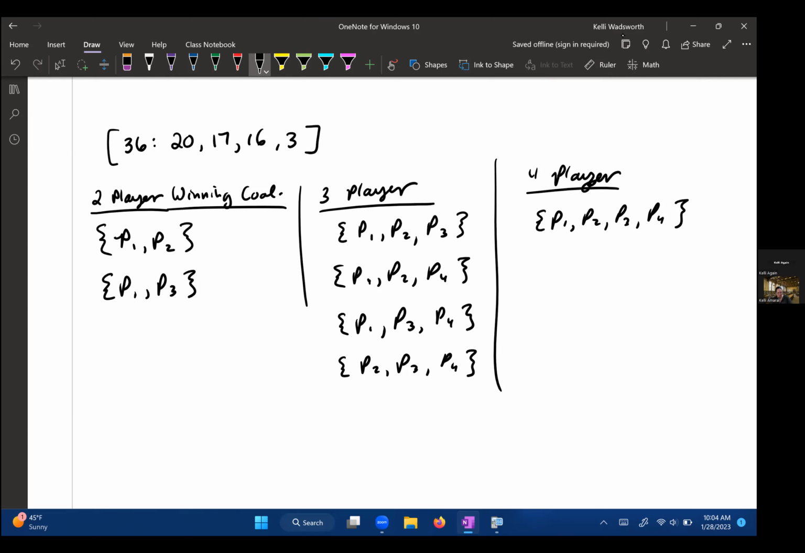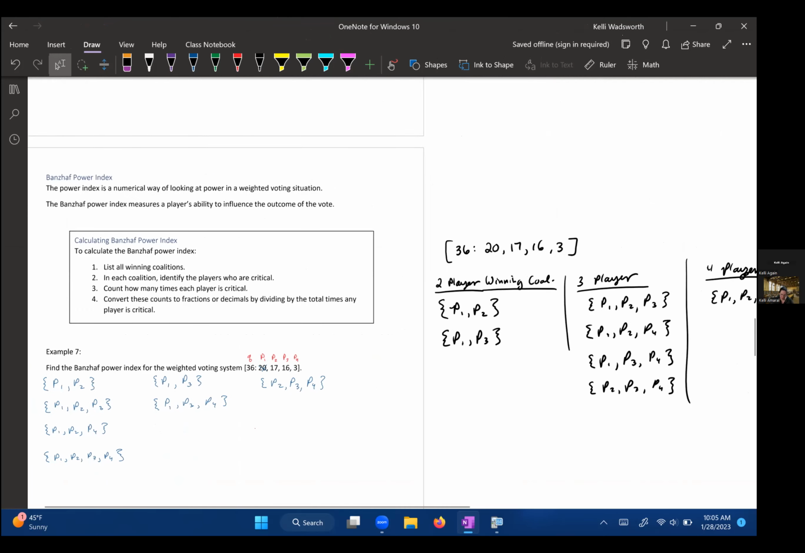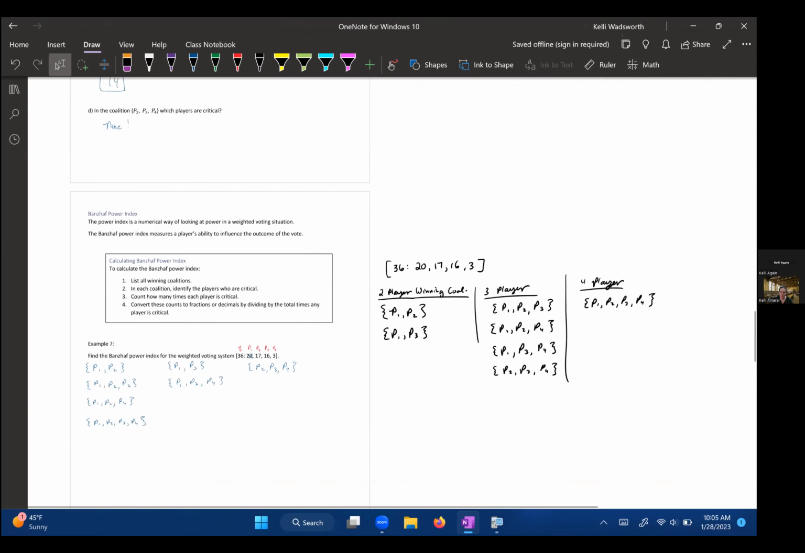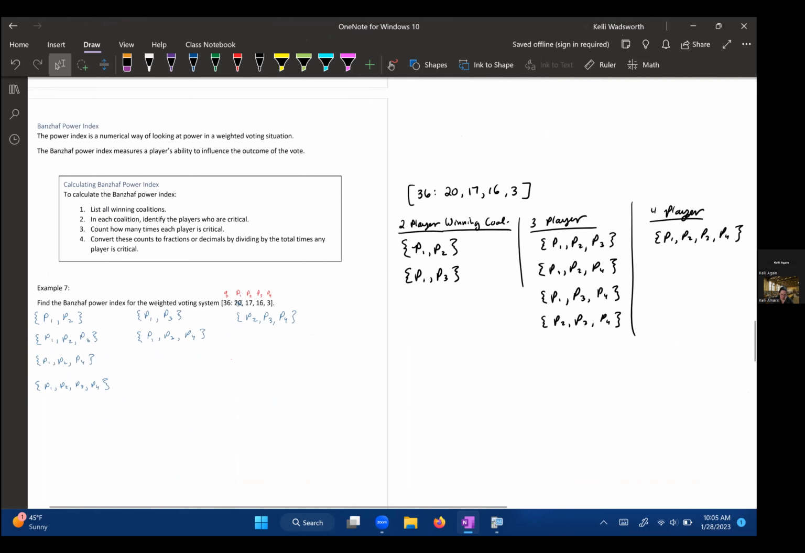Okay. So how many winning coalitions is this? 1, 2, 3, 4, 5, 6, 7. 7 winning coalitions. Is that how many we had over here? 1, 2, 3, 4, 5, 6, 7. Yes. And so if you compare, I'm going to try and show both of these at one time. It makes it very small. But if you can see, we have listed the same coalitions. We kind of found them in a different order, but they are the same 7 coalitions.